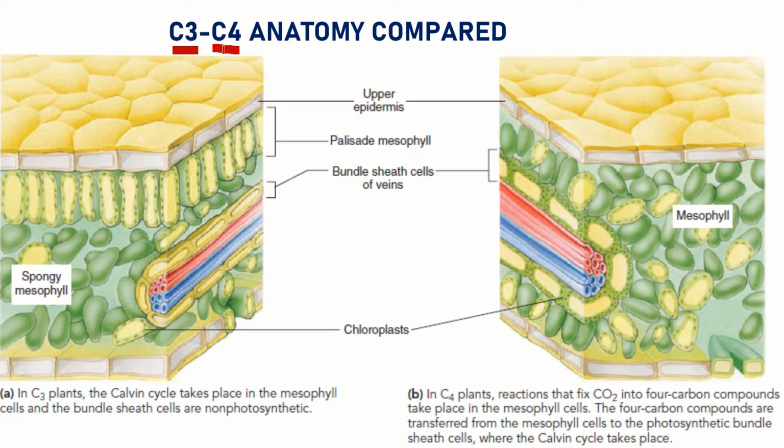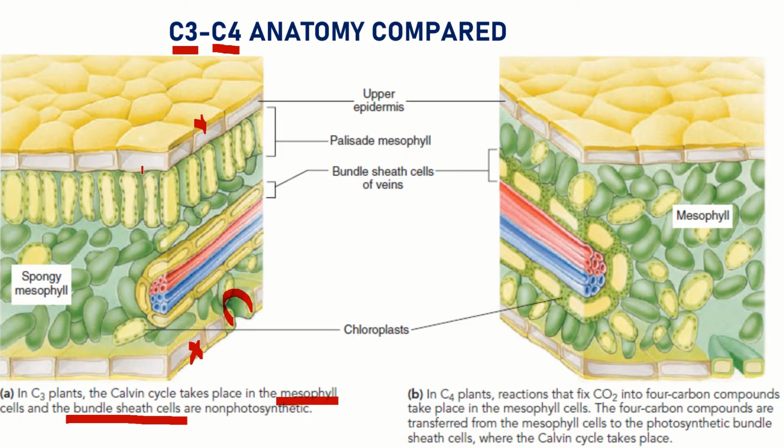First of all, let us see and compare the anatomy of the plant organs involved. See, this is the C3 plant. What you see here, this is the C3 plants. Calvin cycle takes place in mesophyll cells, while the bundle sheath cells are non-photosynthetic. You see, this is the upper epidermis. This is the lower epidermis. You can see the stomatal apparatus here.